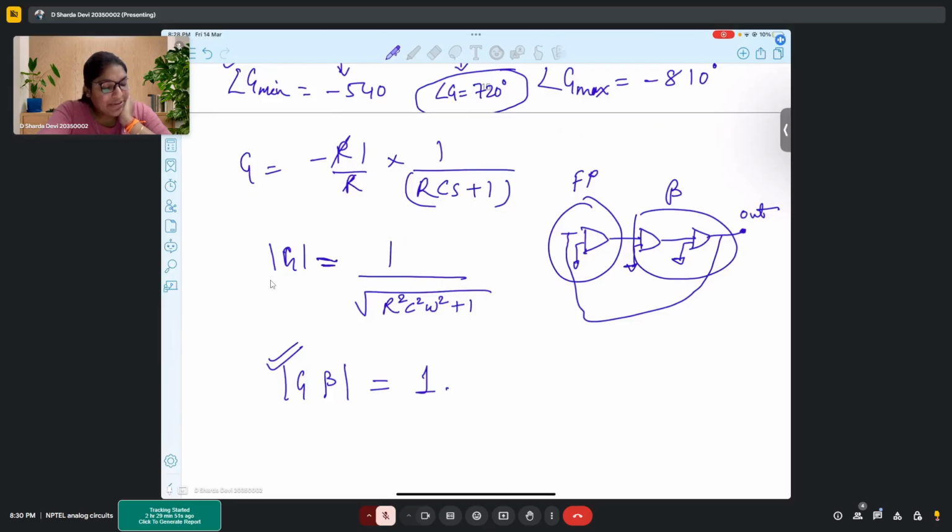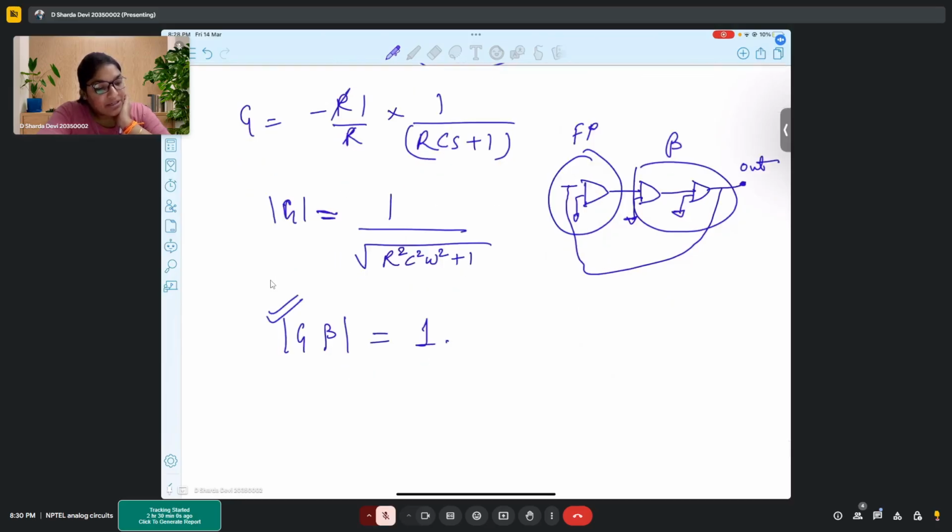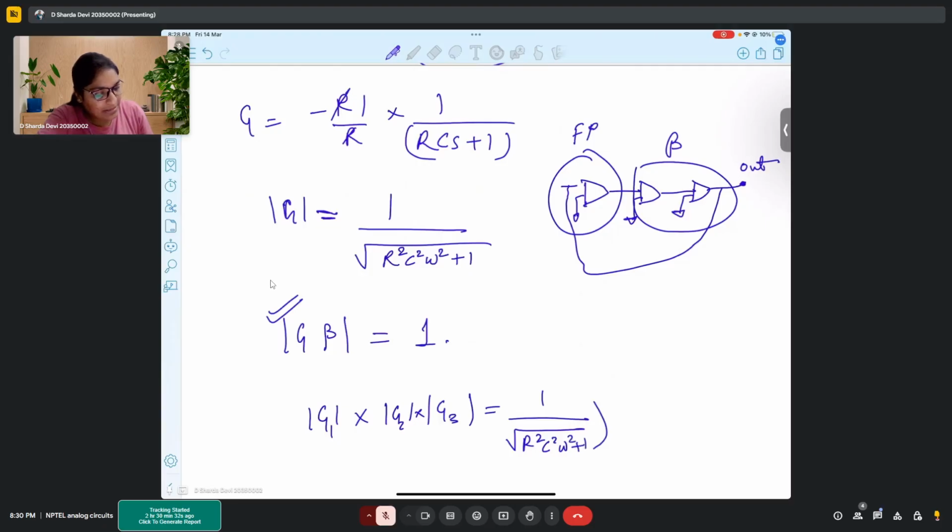But that is where my question is. You are giving a unity feedback. So at the end, for satisfaction of Barkhausen criteria, your G into beta should come out to be 1. Now we are saying that mod G for one op amp for R equal to R is 1 upon root under R square C square omega square plus 1, right? Yes, correct. And since the op amps are connected back to back, the gains will be simply multiplied, right? Because you don't see a loading effect. So this becomes 1 upon root of R square C square omega square plus 1, the whole cubed, right?